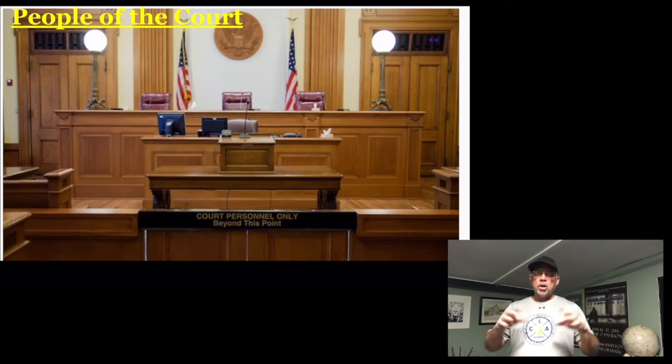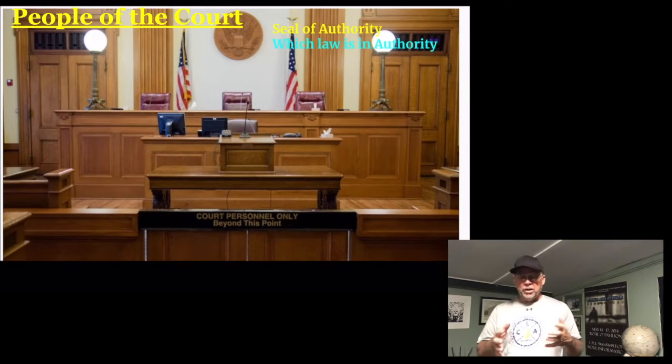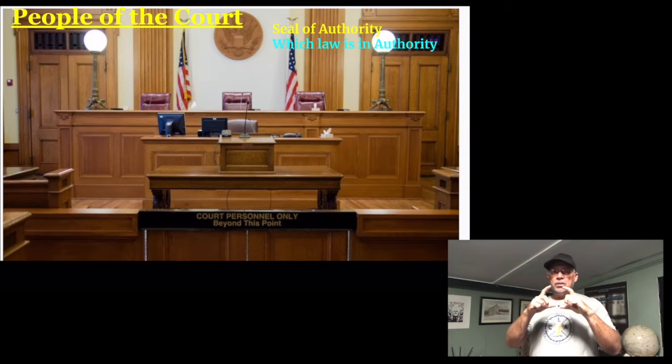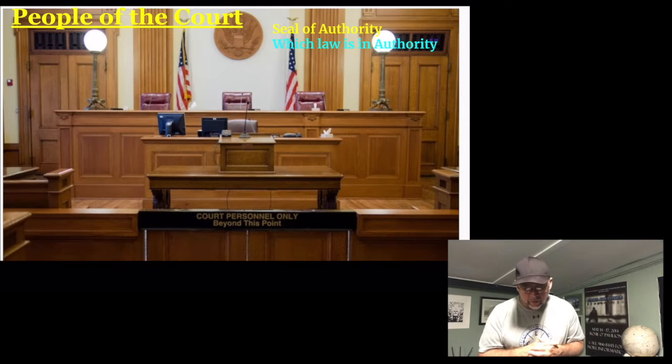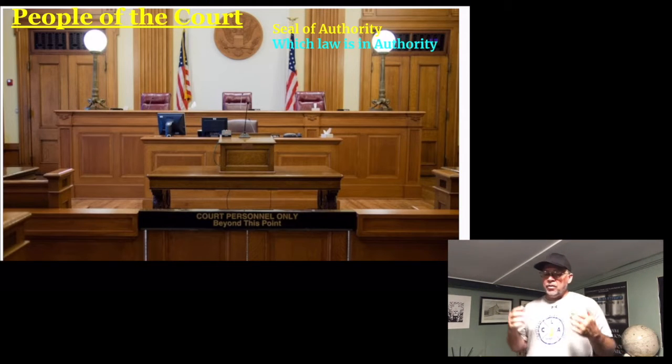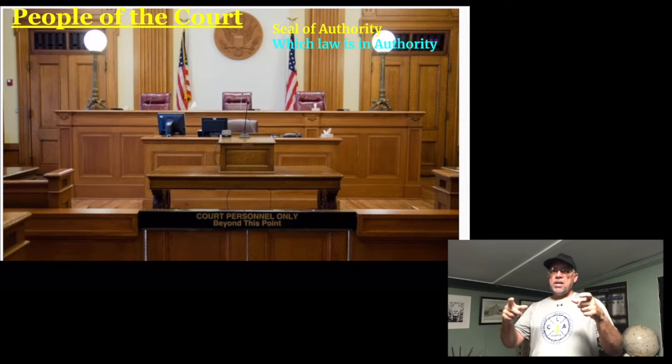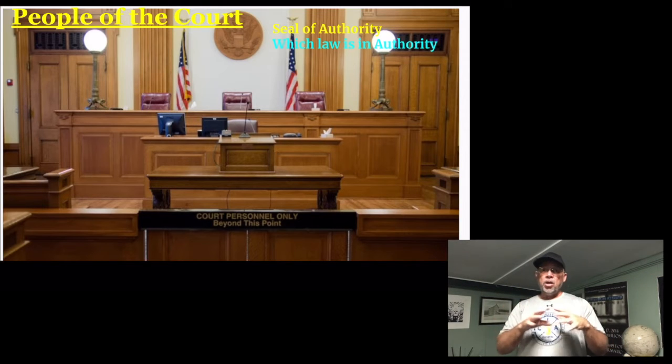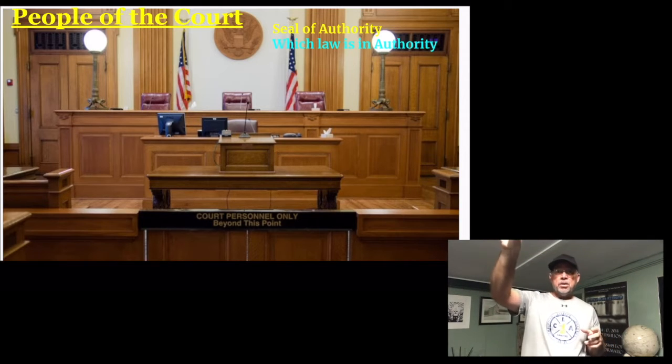Now, the first thing that we're going to talk about here is not necessarily a person, but a symbol. And it's incredibly important. So if you look up at this picture, you're going to see the seal that represents the authority that is in that court. So this is the seal of the United States of America, and it's the seal of authority, which law is in authority in that courtroom. Because in the United States of America, you can be in a city court, you can be in a state, or you can be in a federal. And so one of the things that you have to understand, the highest law within that courtroom is represented by what's up on that wall.